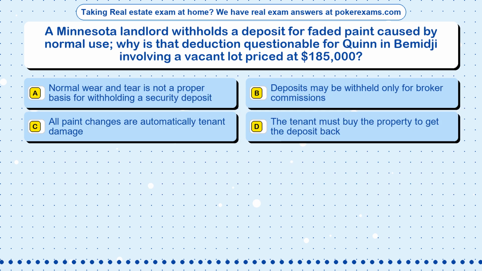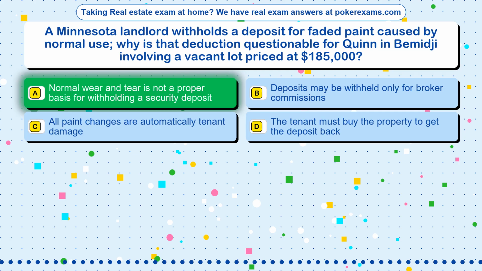Question 97. A Minnesota landlord withholds a deposit for faded paint caused by normal use. Why is that deduction questionable for Quinn in Bemidji involving a vacant lot priced at $185,000? Option A, normal wear and tear is not a proper basis for withholding a security deposit. Option B, deposits may be withheld only for broker commissions. Option C, all paint changes are automatically tenant damage. Option D, the tenant must buy the property to get the deposit back.